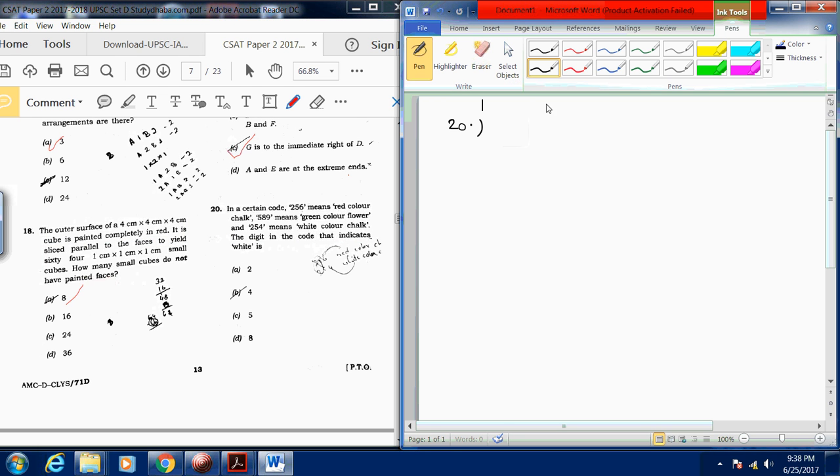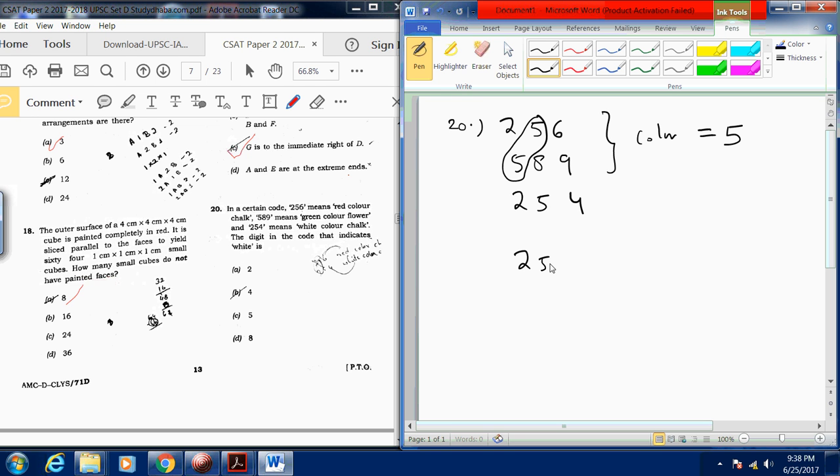Question number 20. In a certain code, 256 means red color chalk, 589 means green color flower, 254 means white color chalk. What indicates white? So write it down. 256, 589, 254. In these two numbers, the common is 5. And red color chalk, green color flower, common is color. So color is equal to 5.